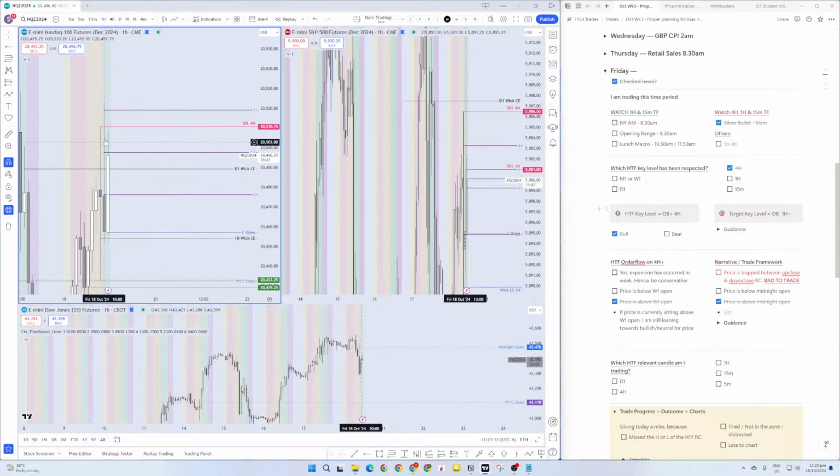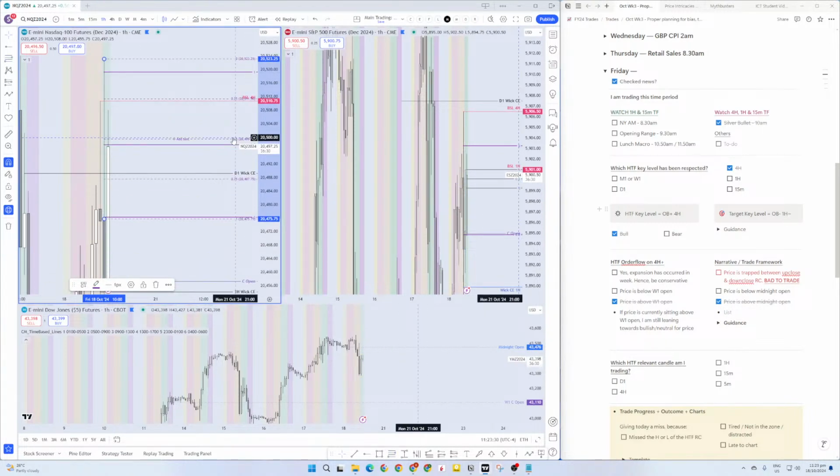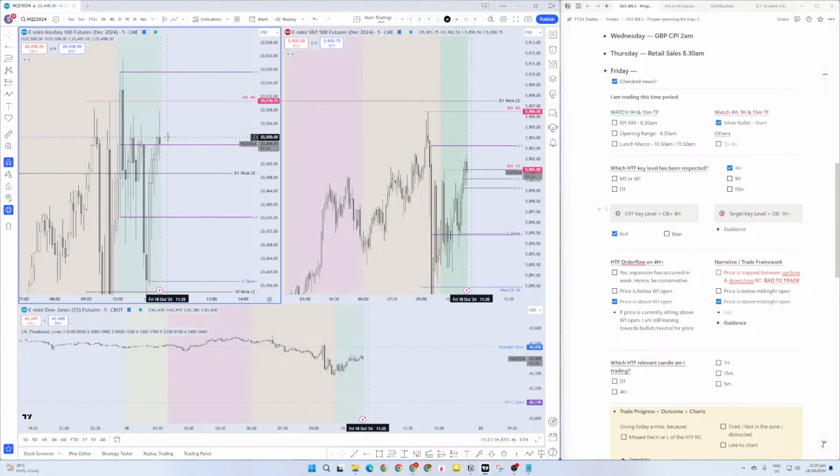Take note that price is actually trading at the middle of this week. It means this to this. The middle point is, let's see, 20499.5. Okay, let's go down to 5 minutes. 20499.5 here. This is the level. This level is the middle of the 10 AM candle.